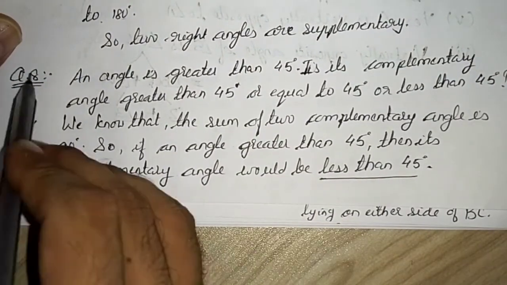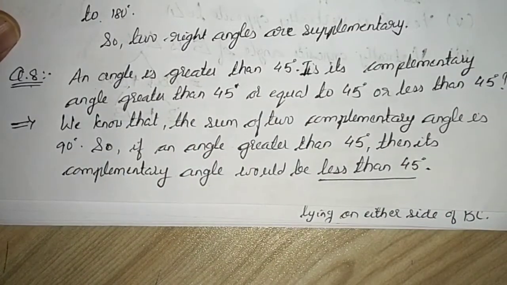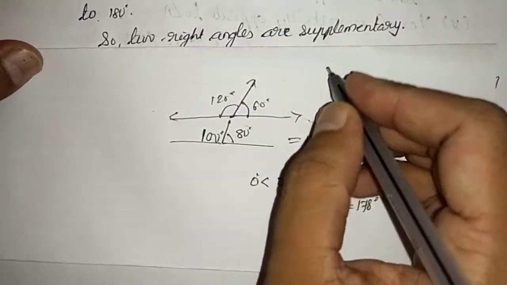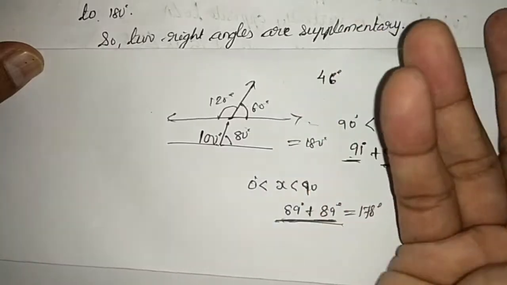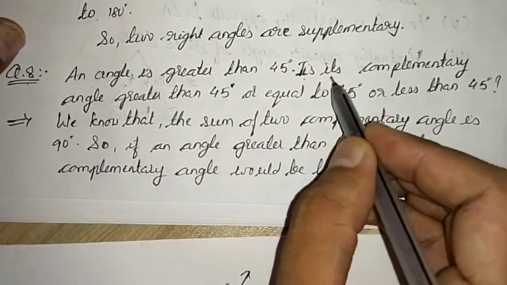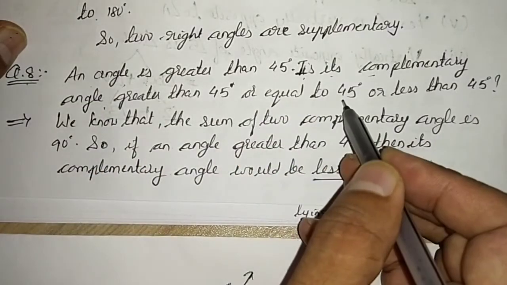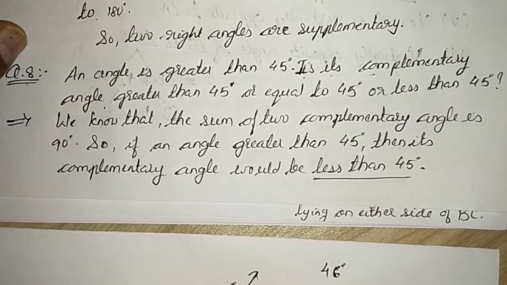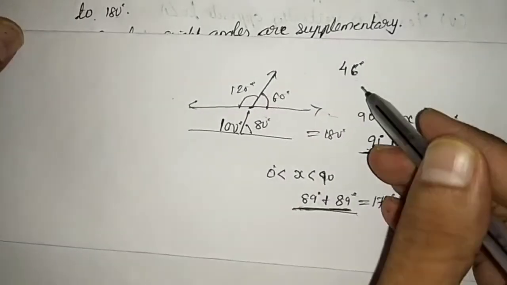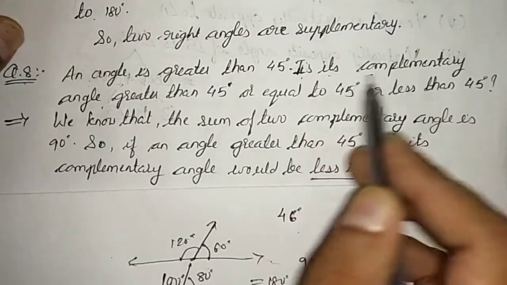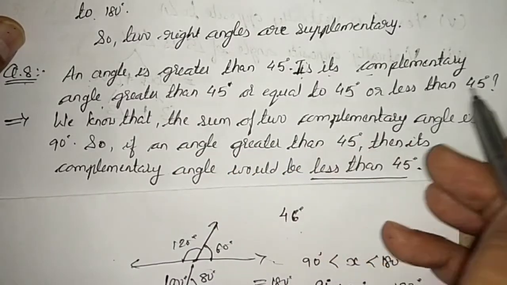Now, question number 8. An angle is greater than 45 degrees. What have they told? An angle is greater than 45 degrees. Let me take 46 degrees. Let us imagine that it is 46 degrees. Is its complementary angle greater than 45, equal to 45, or less than 45? Again, if an angle is greater than 45, we have taken 46, then its complementary angle, will it be greater than 45, equal to 45, or less than 45?